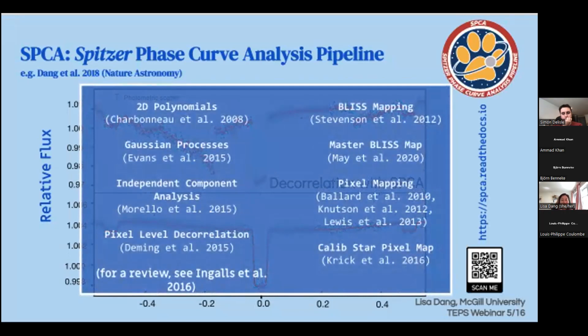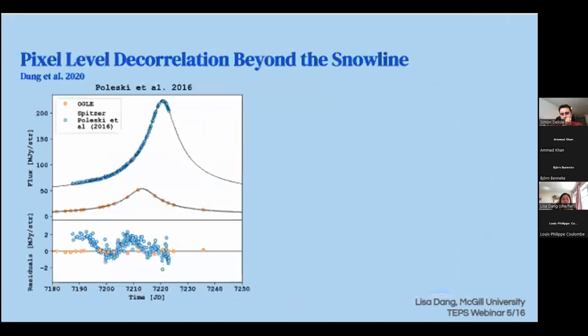And this motivated us to build an automated open source pipeline called SPCA, for Spitzer Phase Curve Analysis pipeline, with various detector models implemented to make future phase curve analysis easier and also reproducible. Working on reducing Spitzer IRAC light curves has made me very well acquainted with many of these techniques to remove detector systematics, and that has led me into a short foray into planetary gravitational microlensing.